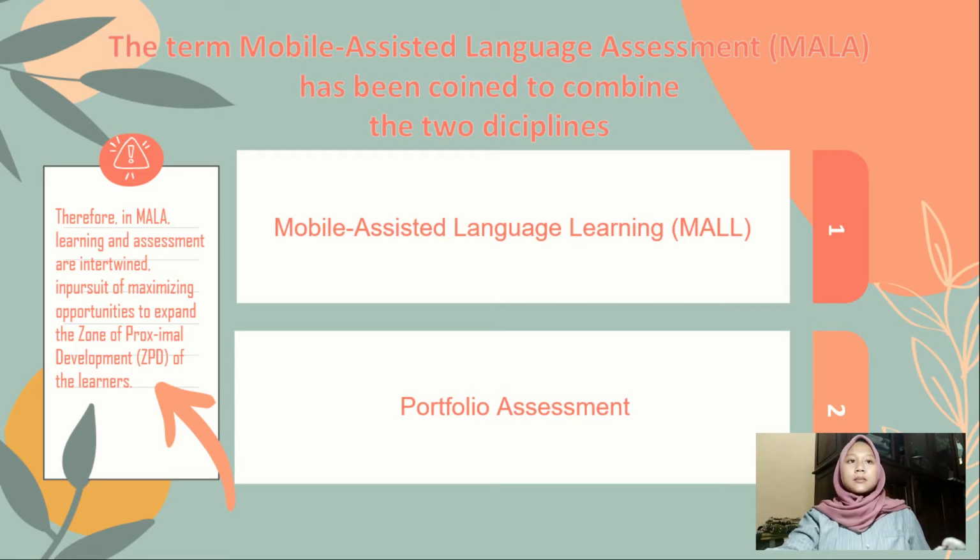And the term mobile assisted language assessment or MALA has been coined to combine the two disciplines. The first is mobile assisted language learning or MALL. The second is portfolio assessment. Therefore, in MALA, learning and assessment are intertwined in pursuit of maximizing the opportunity to expand the zone of proximal development or ZPD of the learners.